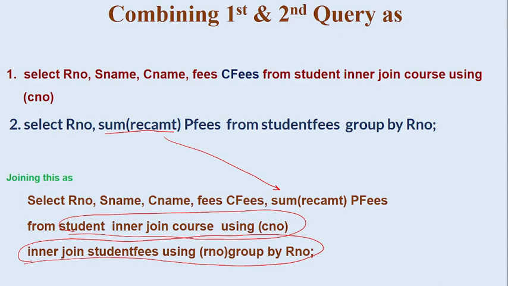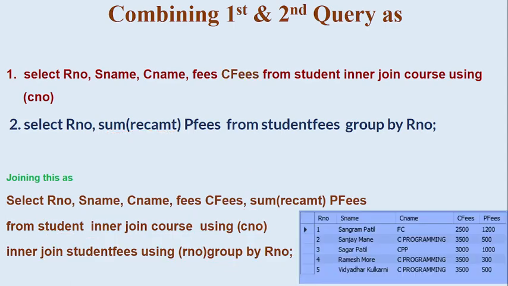Okay, inner join with the third table. So the first table is student, the second table is course, and the third table I am using is student fees. First of all, it joins the student and course tables and fetches the data, and whatever data is there now gets inner joined with the student fees data. Okay, it displays data like this: roll number, student name, course fees, and paid fees.